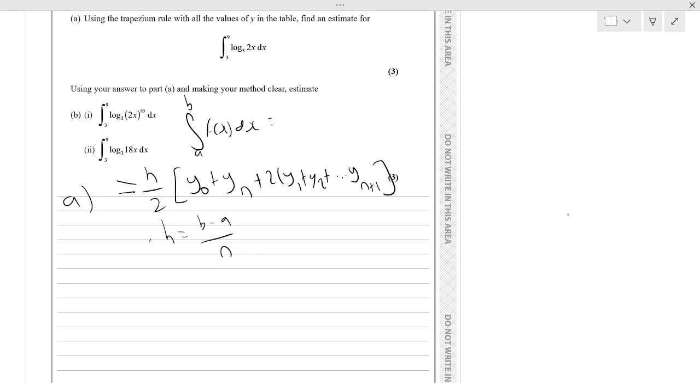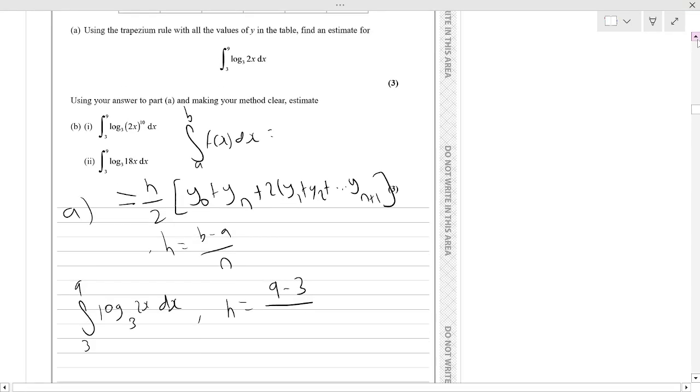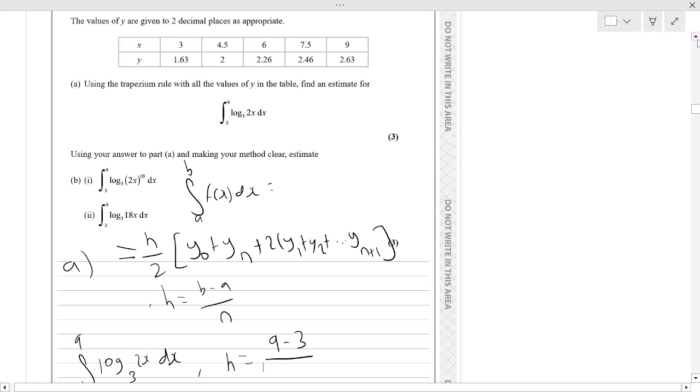So what we need to work out are these values. We need to find what h is going to be, and n. So b minus a is essentially your limits. We have the integral from 3 to 9 of log 3 of 2x dx. So h is going to be b minus a over n, which is 9 minus 3 over n. Now, this is where you need to be very, very careful because n corresponds to the strips we have.